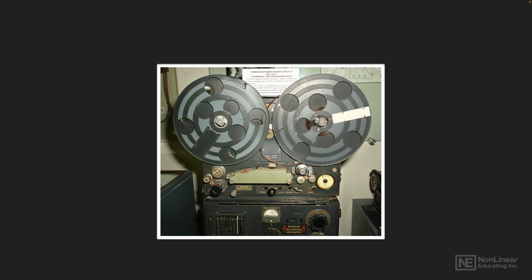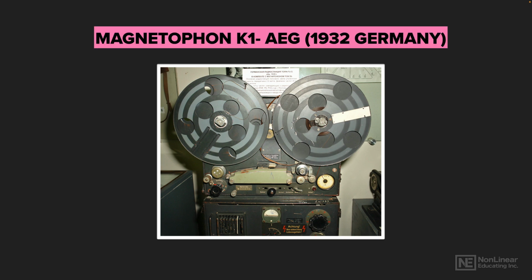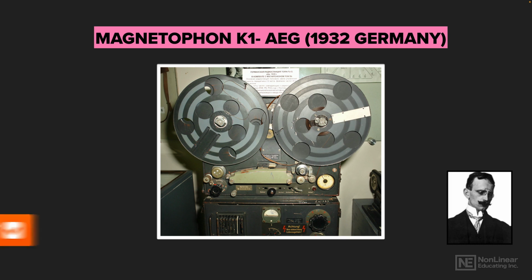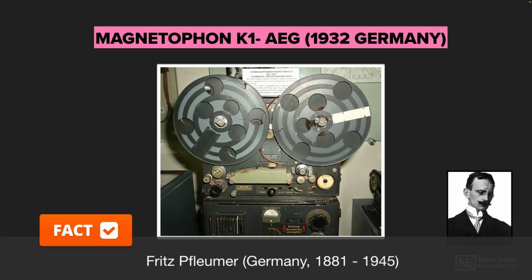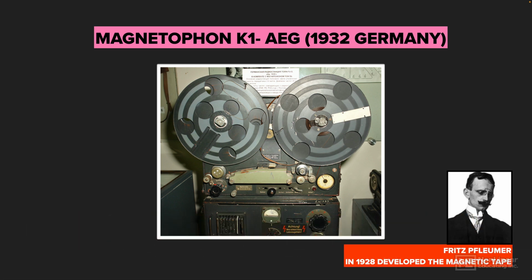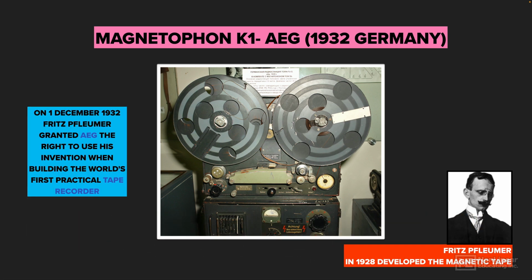This is one of the first reel-to-reel tape recorders, the MAGNETOPHON K1, built by AEG in 1932 Germany. The magnetic tape itself was developed by this gentleman, Fritz Pfleumer. I'm probably pronouncing that name wrong. Now, he developed this in 1928. He licensed the technology to AEG, who then went on to build the world's first tape recorder.